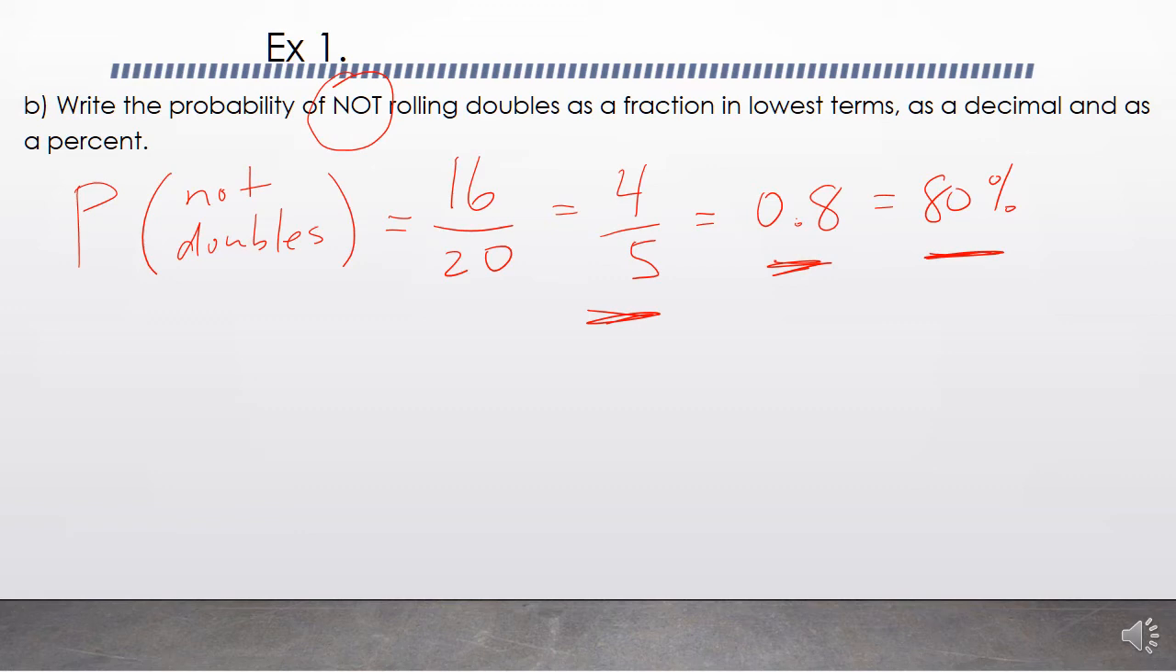And what you're going to notice is those all add up to 1. So if we look at, we got 4/5. On example A, we got 1/5. What's 4/5 plus 1/5? 1. What's 0.8 plus 0.2? 1. What's 80% plus 20%? 100%. 1. Because rolling doubles and rolling not doubles makes up everything that's possible in terms of whether you're rolling doubles or not, it makes up the entire sample space.